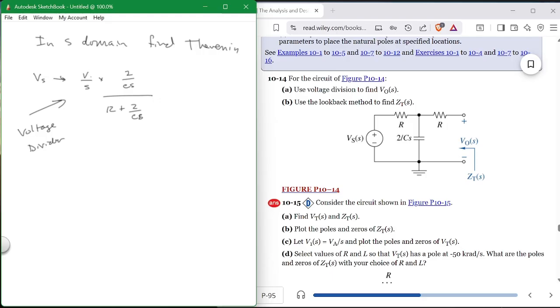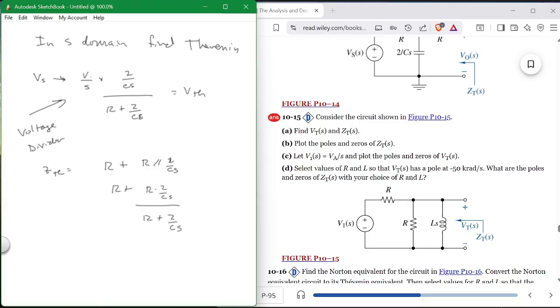There it is. Okay? Now my voltage out is this, which is equal to V Thevenin in the S domain. What would be my Z Thevenin, or my R Thevenin? It's R plus R parallel with 2 over CS, or it's equal to R plus R times 2 over CS over R plus 2 over CS. Done. That's it.